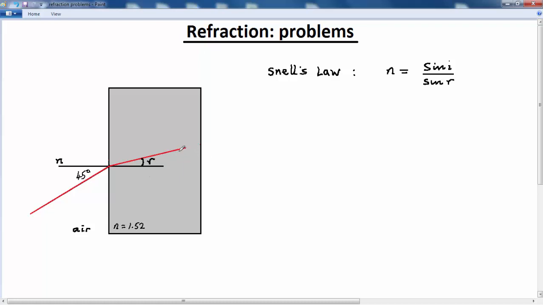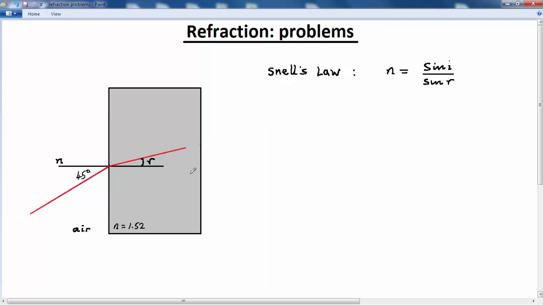Now in the case where the beam is exiting the glass block, that's to say it's going from the glass into air, then Snell's law becomes n is equal to the sine of the angle of refraction divided by the sine of the angle of incidence. Okay, but we're not in this case, so I'll remove that.